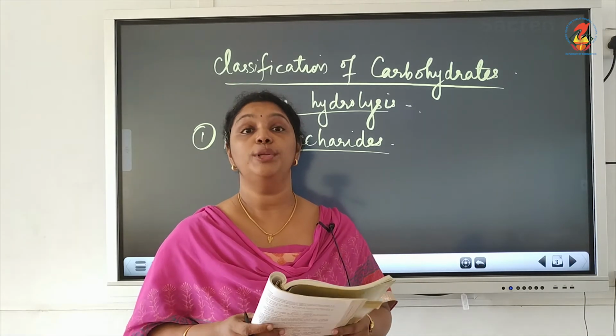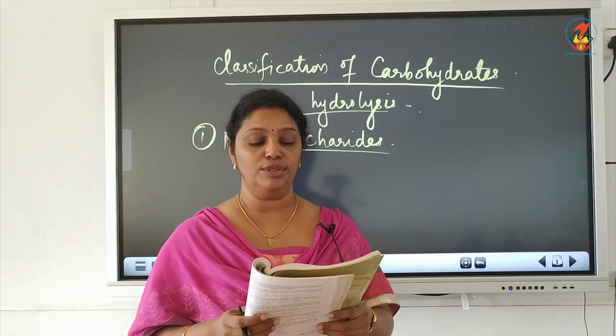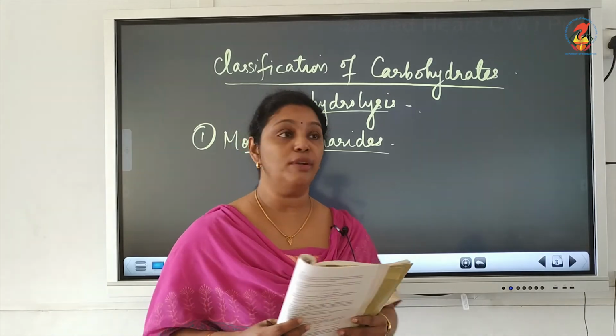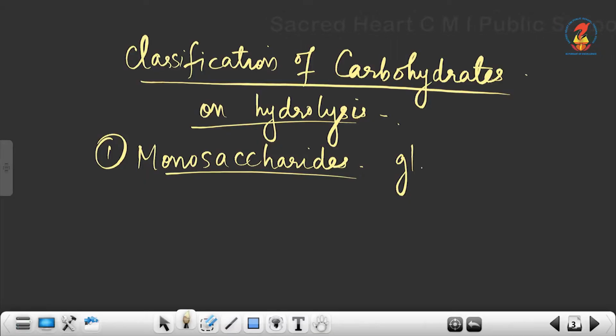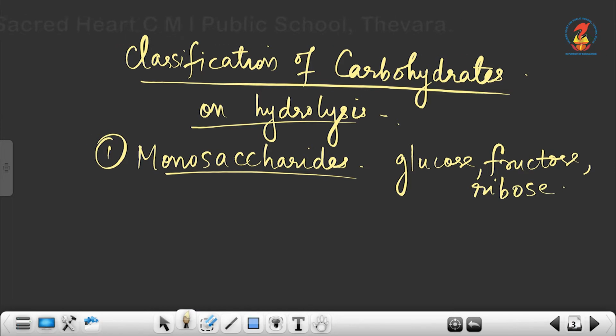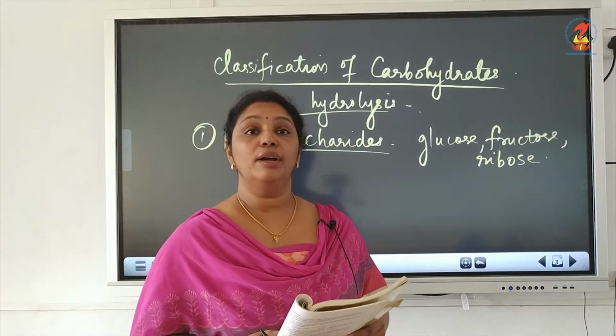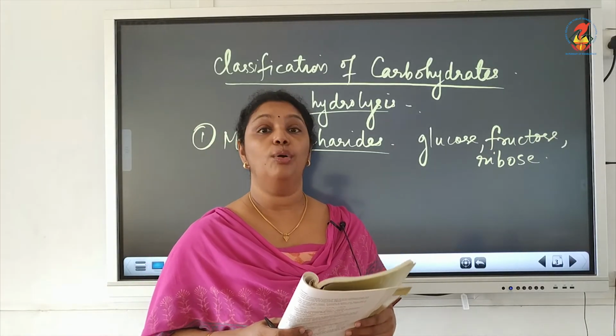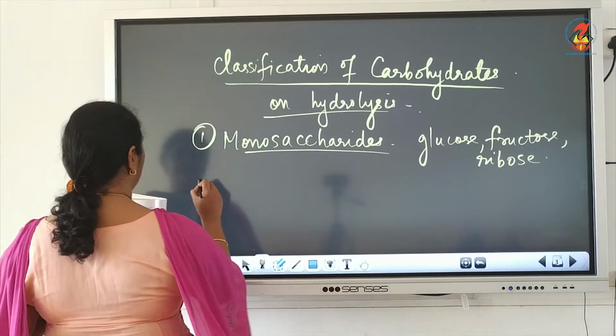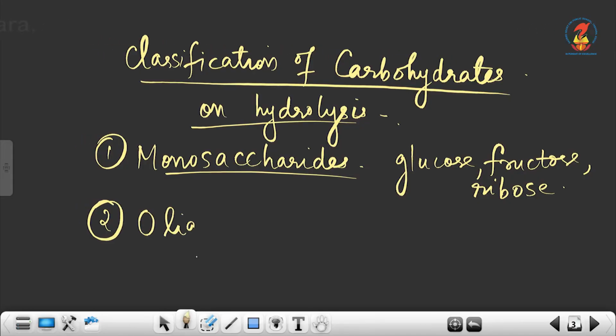And about 20 monosaccharides are known to occur in nature. An example for monosaccharide is glucose, then fructose, ribose. These are three examples for monosaccharides: glucose, fructose, ribose. They cannot be hydrolyzed further. Now the second type of carbohydrate is oligosaccharides.